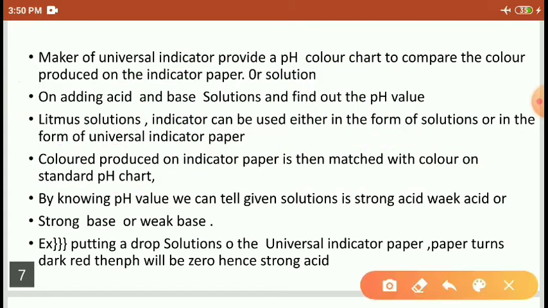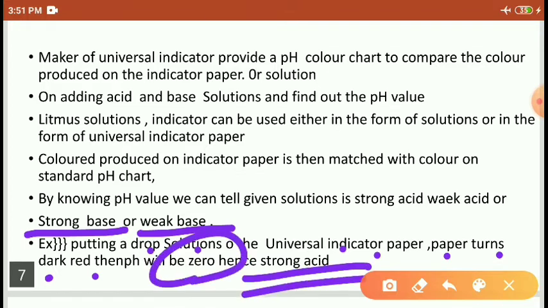So in this method you have to determine whether it is a strong acid or a weak acid. One example here, students: putting a drop on the universal indicator paper, it turns dark red, then the pH will be 0, hence it is strong. Dark red means the pH is 0, then it is a strong acid. Right, students?